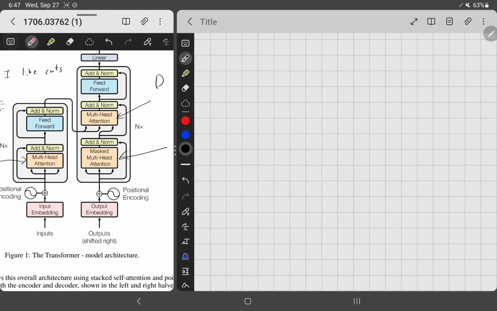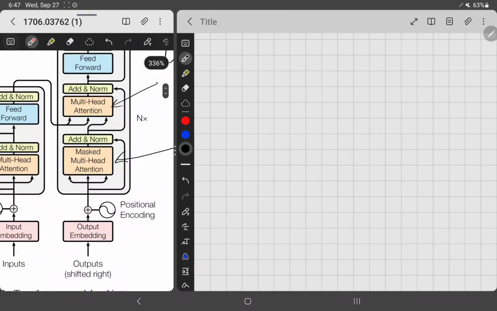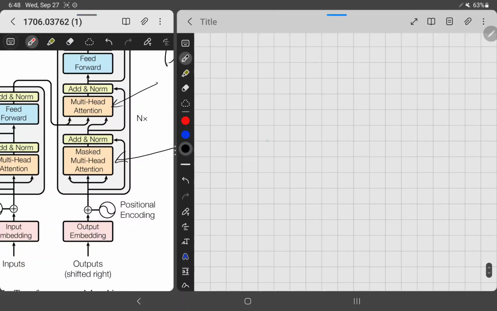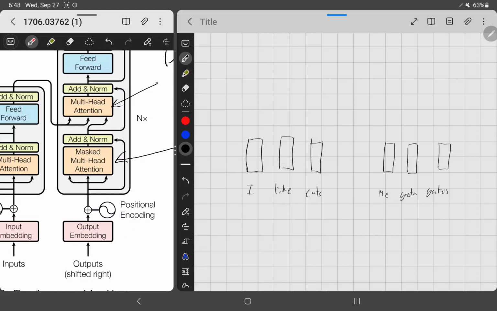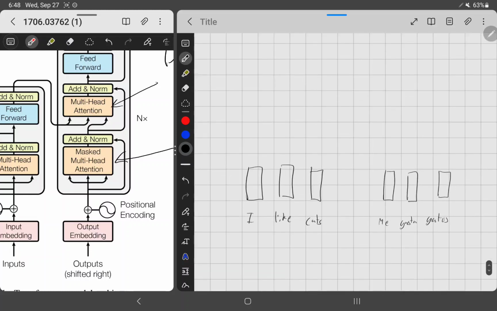There are a lot of different ways you can do this, but the basic idea is we have some sequence, the output sequence, and we also have another sequence, and we want to combine them somehow. A good way of doing that is through cross attention. So let's say we have our sequence "I like cats", and then we have our other sequence, which I'm going to shorten here: "me gusta gatos". During generation, we can add "los".